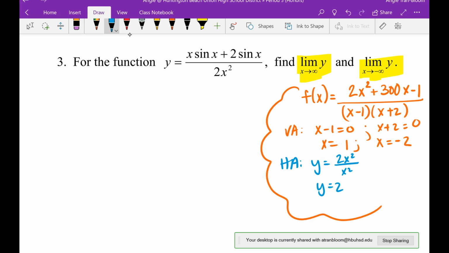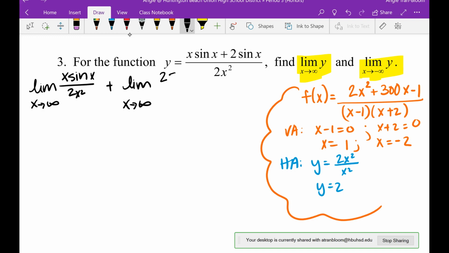Now let's move on and do this one. For the function y equals x times sine of x plus 2 sine of x all over 2x squared, find the limit as x approaches infinity of y. So what would you do if this is in your homework? Graph? You're right. It doesn't say calc, so you can't use a calc. So let's split it up: x times sine of x over 2x squared, plus the limit as x approaches infinity of 2 sine x over 2x squared. Now that you did split those two things, what would you like to do next?